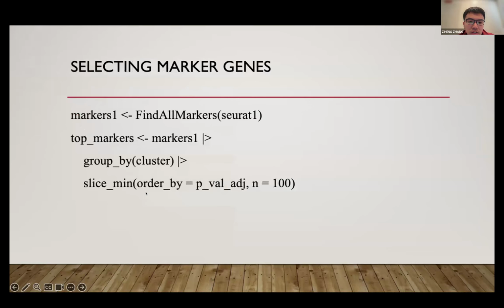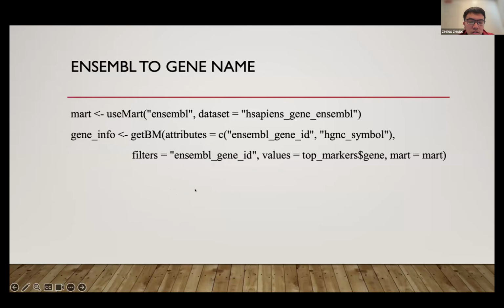Next, for the single cell type annotation, I use the FindAllMarkers function, which can identify the genes that are significantly expressed in each cluster. Then I organize the results by grouping them and selecting the top 100 marker genes based on their adjusted p-values. Then I use the Ensembl database and map the gene IDs to their gene names for the next steps.